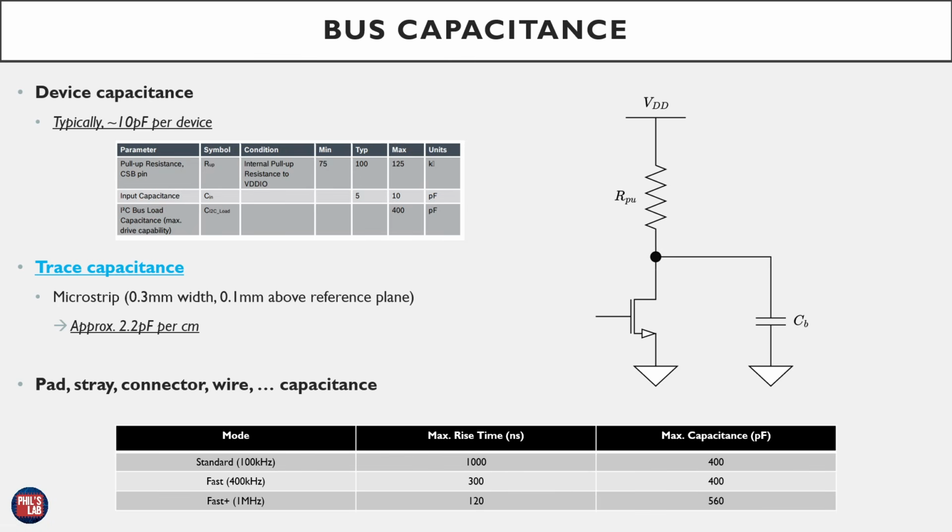If we assume a typical dielectric constant of about 4.6 and so forth, we will get that our trace has a capacitance of about 2.2 picofarads per centimeter. So this is not very much, but for a 10 centimeter trace, which is quite considerable on modern small circuit boards, that's about 22 picofarads per 10 centimeters.